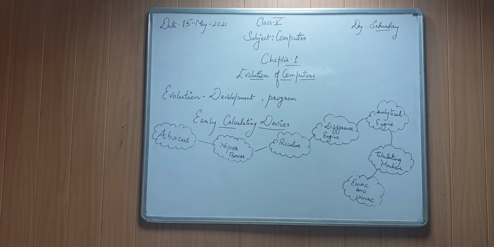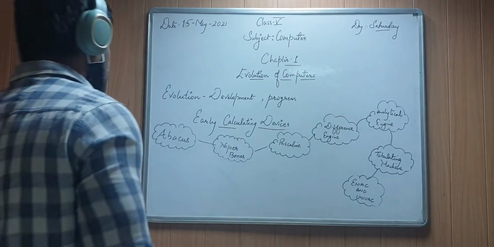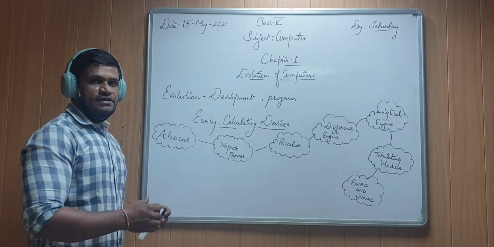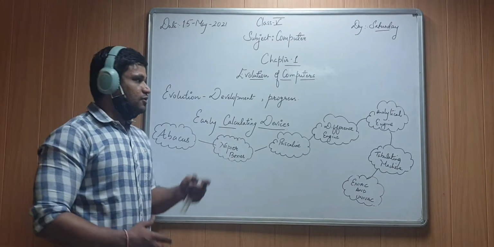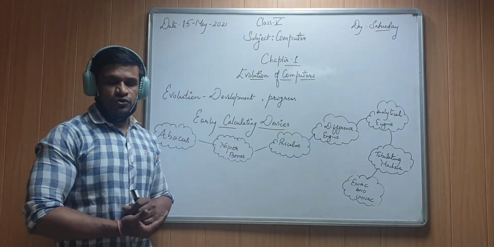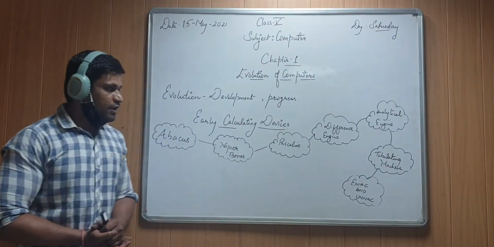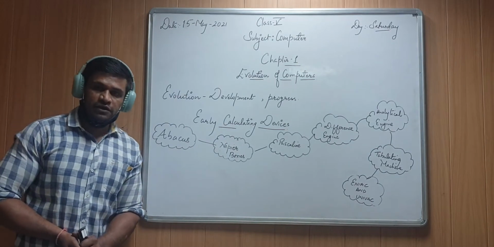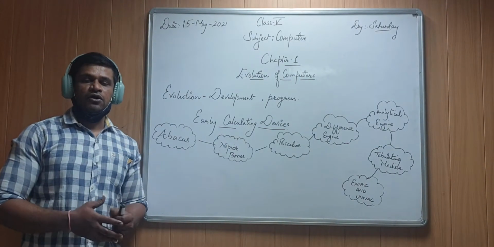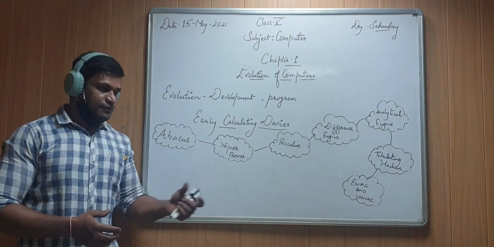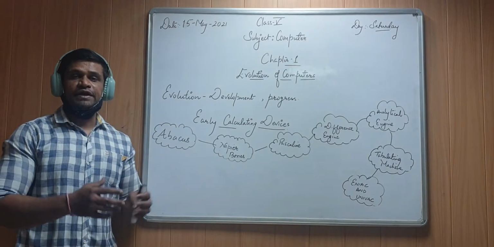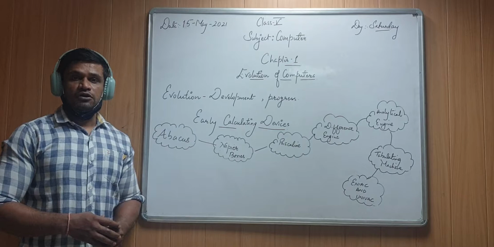Evolution, as you can see on the board, is the development or progress. Anything which is developing is evolution. So in this chapter, we learned how the computer system which we see nowadays has been developed in such form.